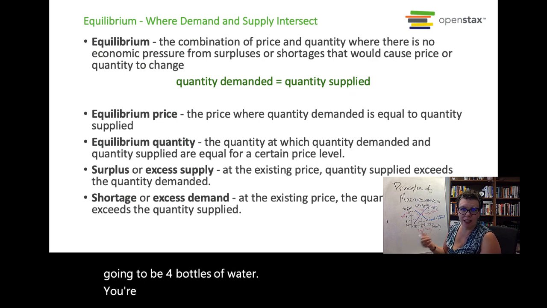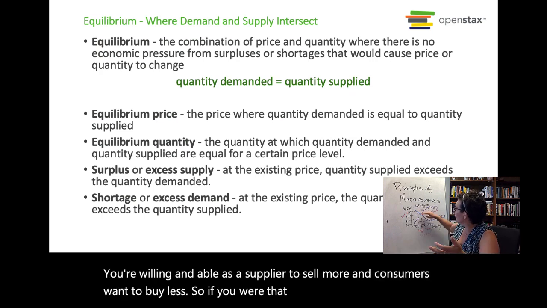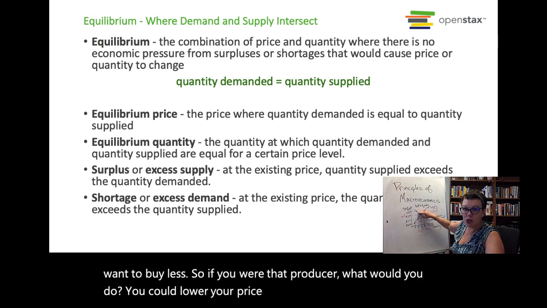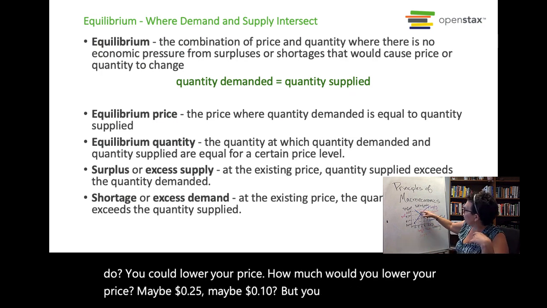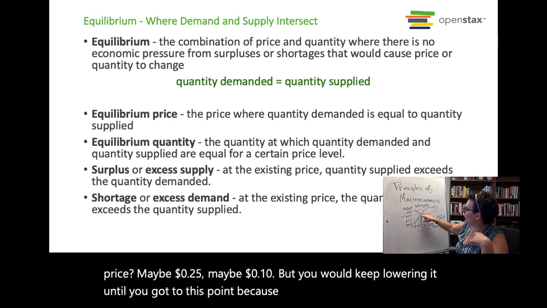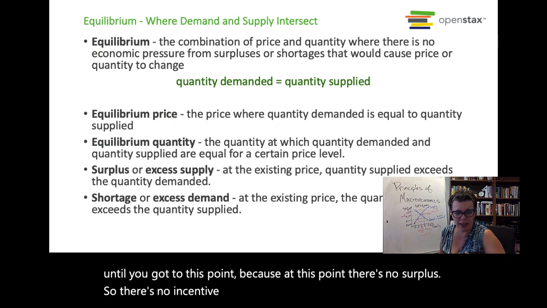You're willing and able as a supplier to sell more and consumers want to buy less. So if you were that producer, what would you do? You could lower your price. How much would you lower your price? Maybe 25 cents, maybe 10 cents, but you would keep lowering it until you got to this point, because at this point, there's no surplus. So there's no incentive to change your behavior.